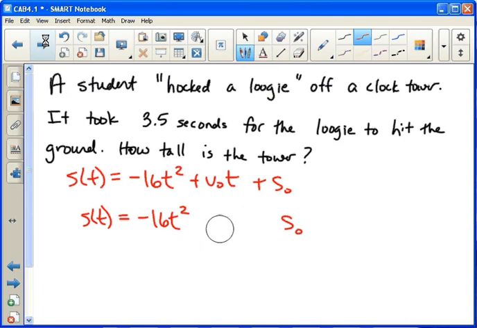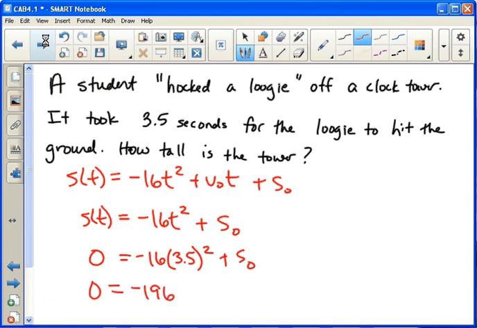So we know after 3.5 seconds the loogie hit the ground. So at 3.5 seconds it hit the ground, meaning its position was then 0. So now we can just solve this for S naught, and we find out that the height of the tower, which is also the initial position, was 196 feet.